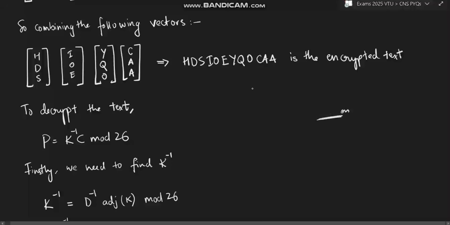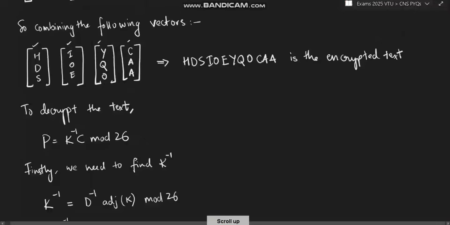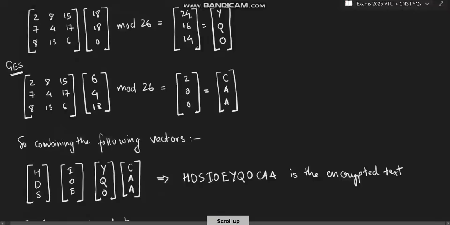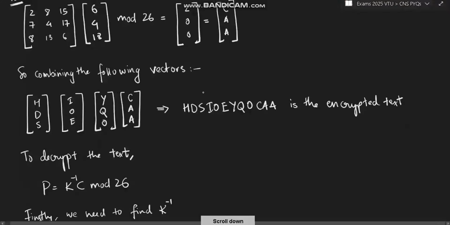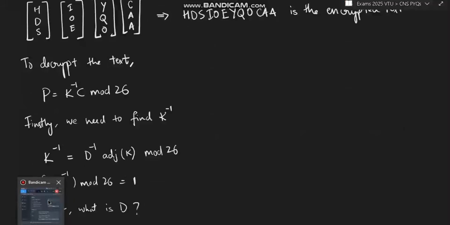Now how do you decrypt it? You have to use this formula: P is equal to K inverse C mod 26. C is these letters here, which will be converted to the numeric equivalent as we have here. Each of these numeric equivalents will be taken into consideration. And what is K inverse? That is the main thing in this decryption. We have to find out K inverse. Let's see how we do that.